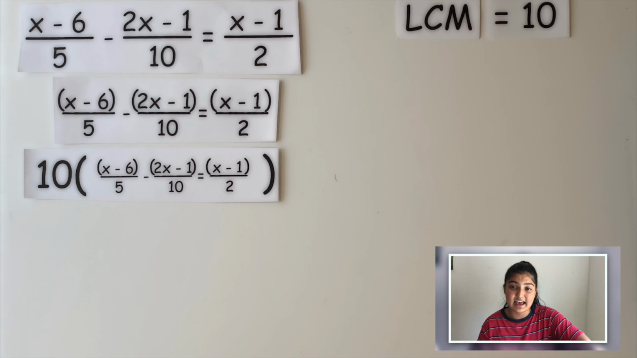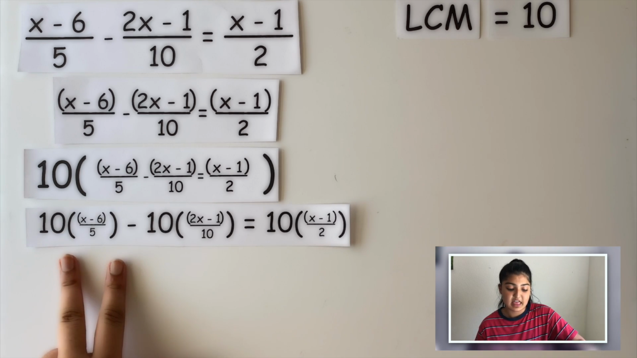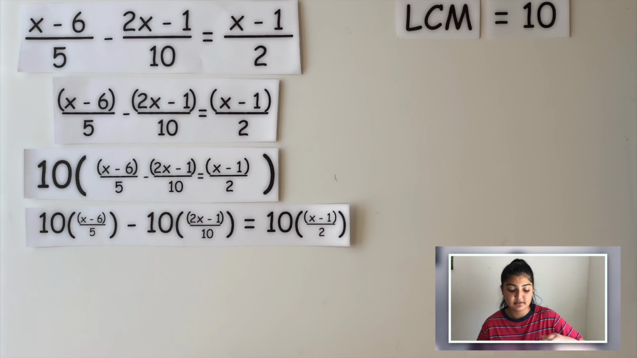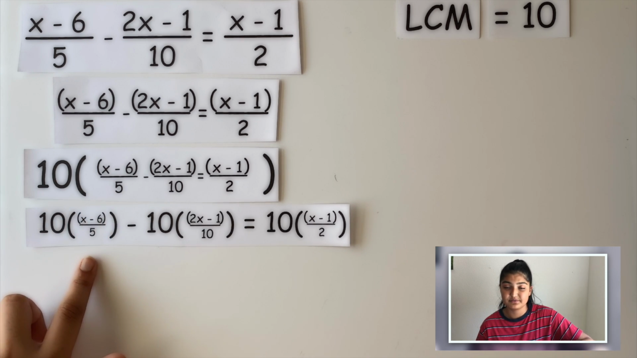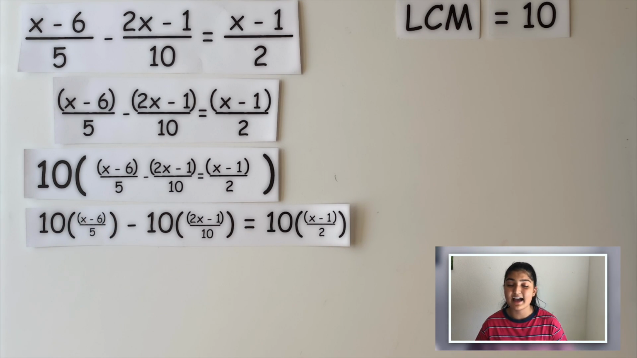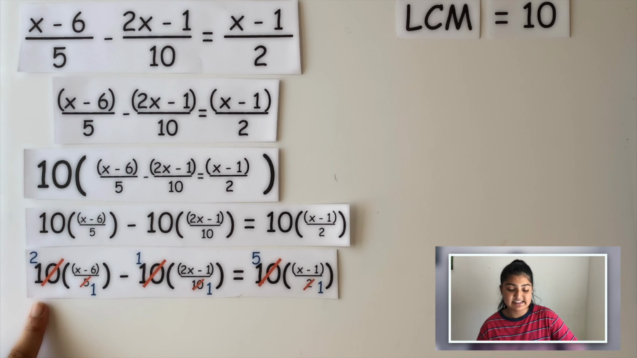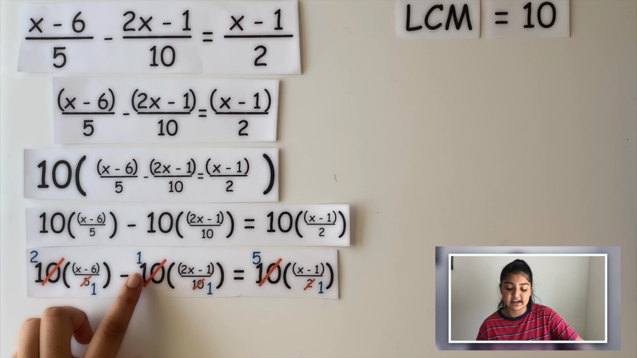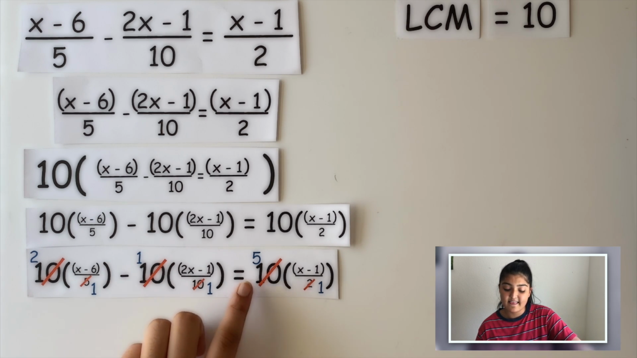Now let's distribute 10 to each term. Remember to use parentheses around each term. That tells us 10 is being multiplied with the entire term itself. Now let's divide anything that we can. 5 goes into 10 2 times. 10 goes into 10 1 time. And 2 goes into 10 5 times.